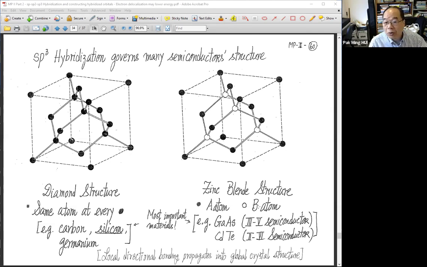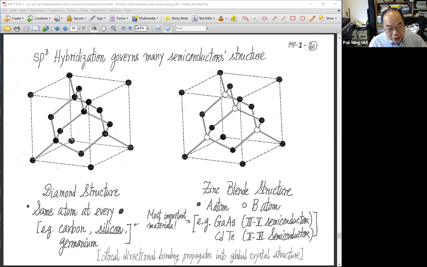Okay, for example, semiconductor lasers, the laser reading, things like that. You use a lot of gallium arsenide and indium phosphide in your cell phone, etc. All right. So this sp3 hybridized structure turns out to permeate into a lot of big money-making compounds.